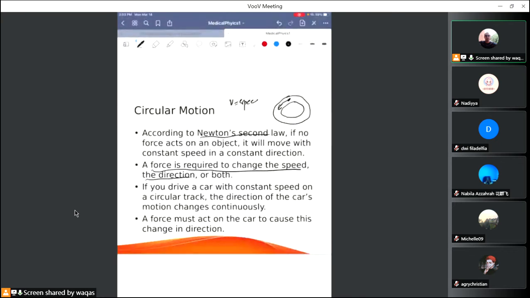Speed is constant, but you can see that the direction is changing. So a force must act on the car to cause this change in direction. It means there is a force acting on the car to change its direction. Later I will tell you this force is called centripetal force.